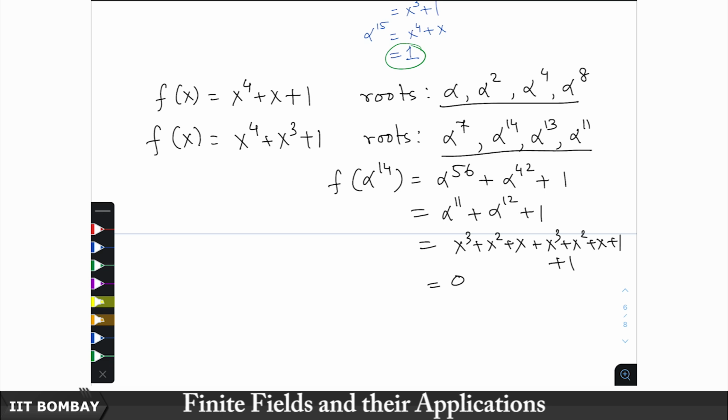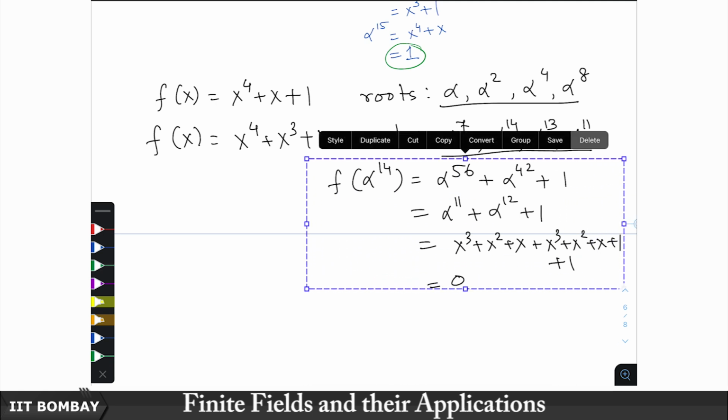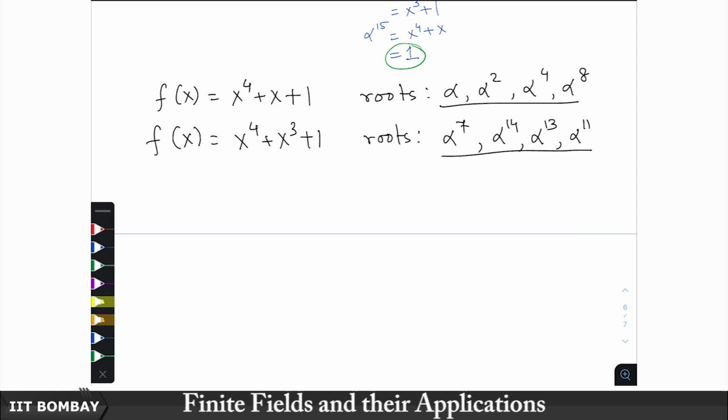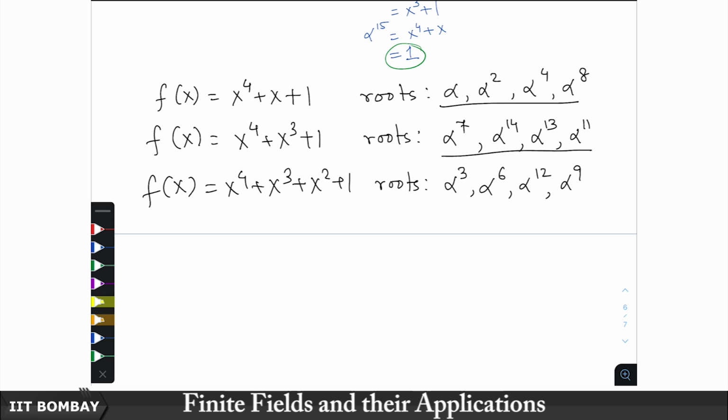So, these are the degree 4 polynomials. Actually, there is another degree 4 polynomial, f(x) = x^4 + x^3 + x^2 + 1, and its roots are alpha^3, then 3 times 2, alpha^6, 6 times 2, alpha^12, and then 12 times 2, 24, modulo 15 is alpha^9. These are the roots. Again, we can verify these very easily, just like we did for the others.